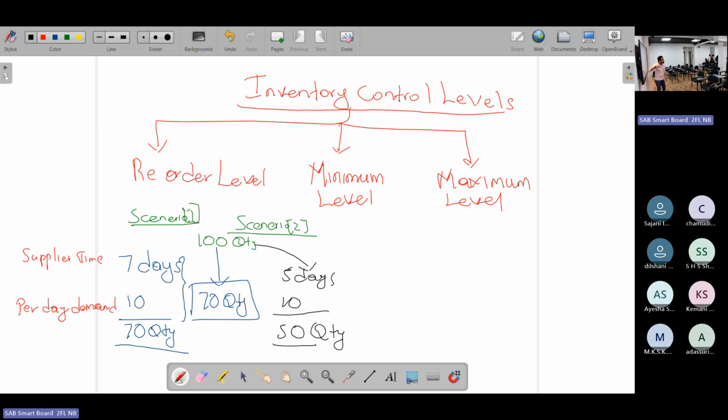In order to decide that point, we consider the supply time, how long your supplier will take to deliver a new order, and until that time period, how much quantity you need to fulfill your demand. With those factors, you can decide the reorder level. That's the concern. Now the minimum level. What is the amount you should keep at minimum level in your organization?